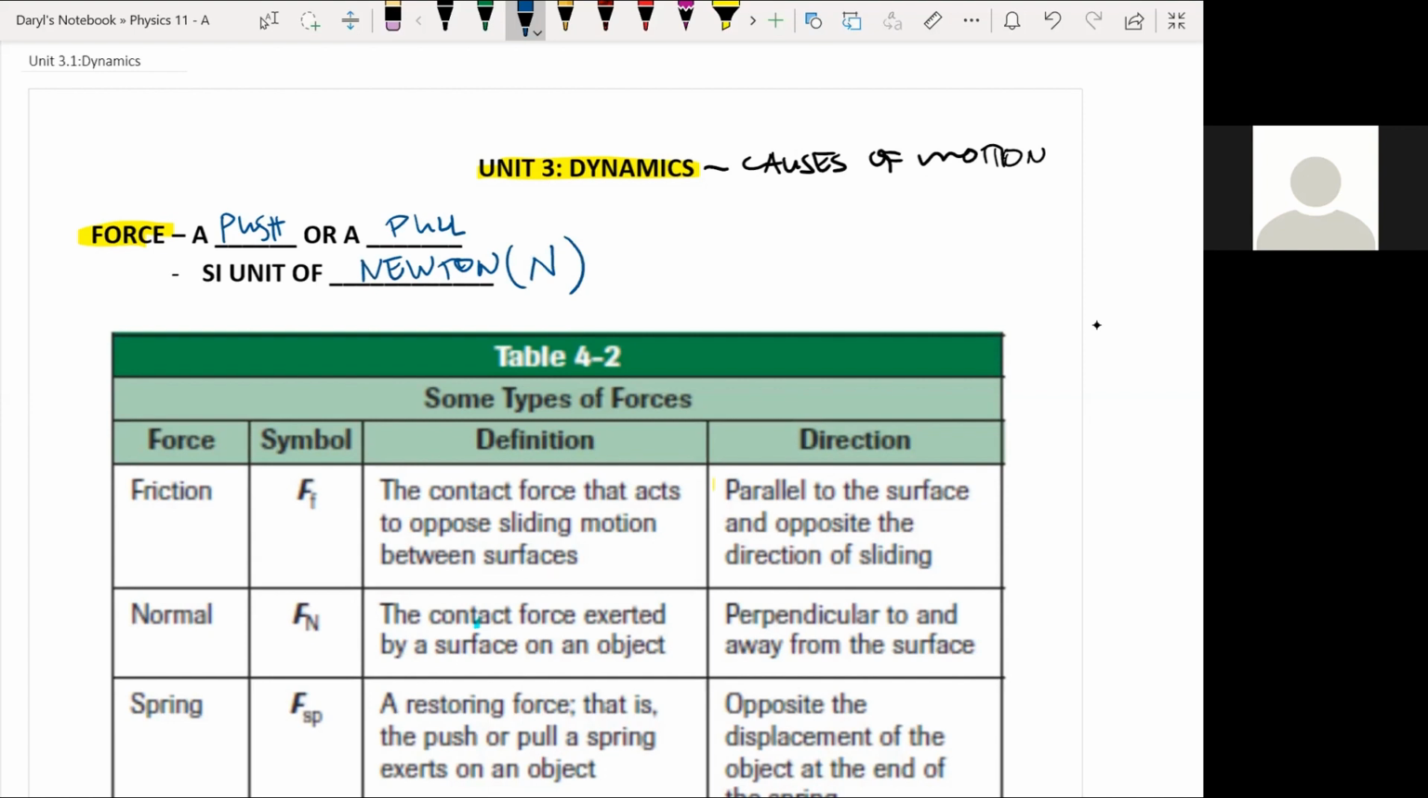Okay, and Newton is actually a derived unit. 1 Newton is considered as equivalent to 1 kilogram meter per second squared. So later on, we will try to define the significance of a Newton.